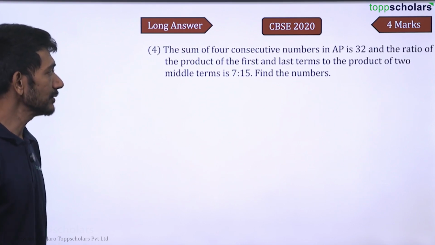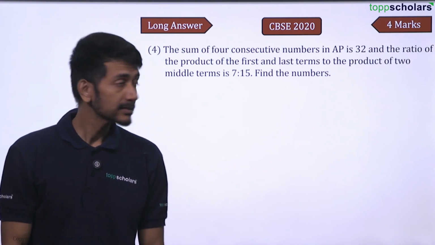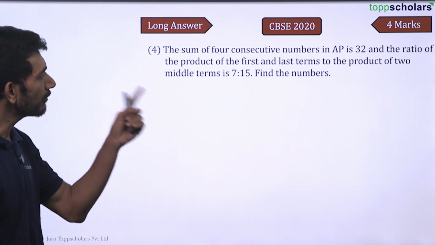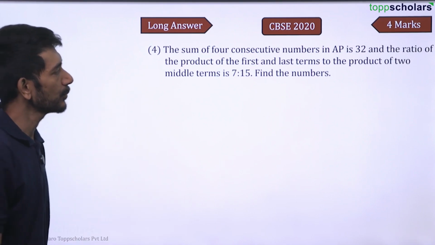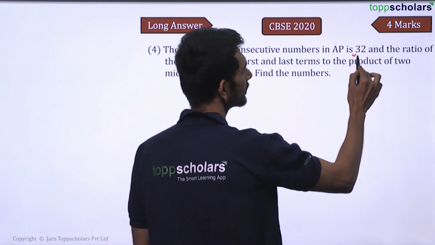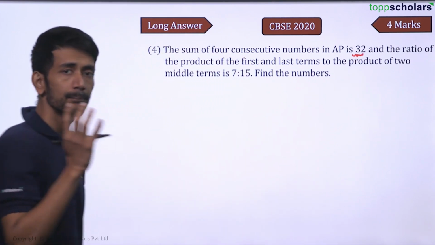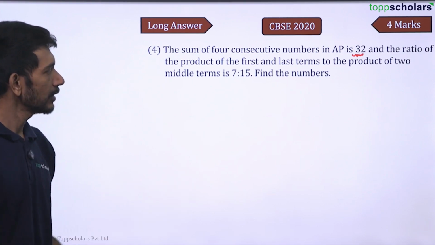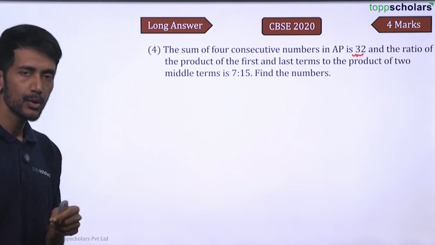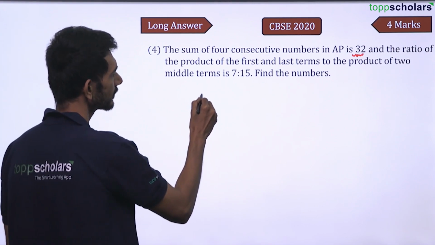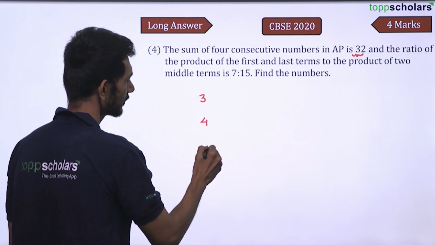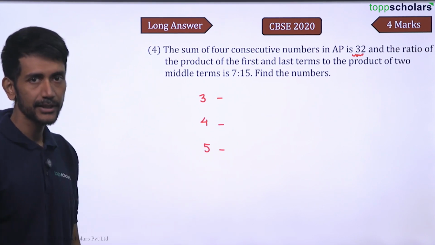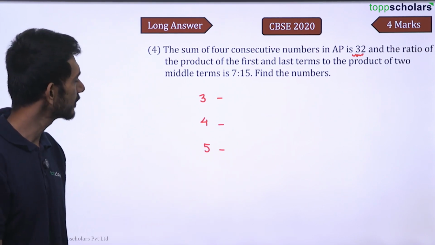Now we have a long question, it was asked for 4 marks in CBSE 2020. So let us have a look at this question first. The sum of 4 consecutive numbers in AP is 32. Now there are 4 back-to-back numbers and their sum is 32. Okay, I'll give you a hint of this concept. You can have questions based on 3 consecutive numbers, 4 consecutive numbers, 5 consecutive numbers.